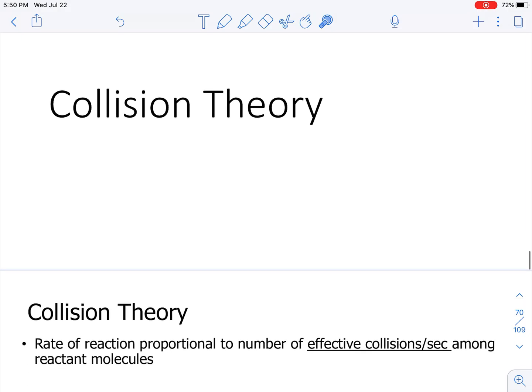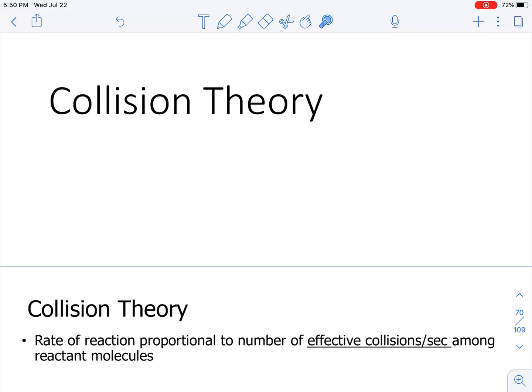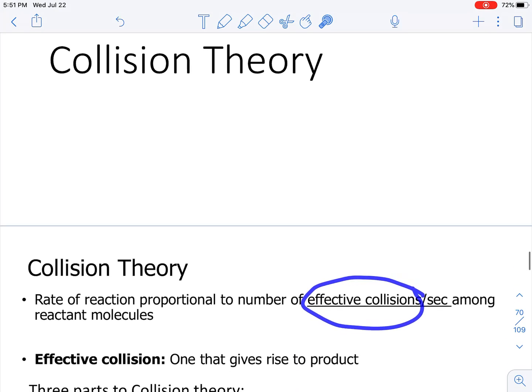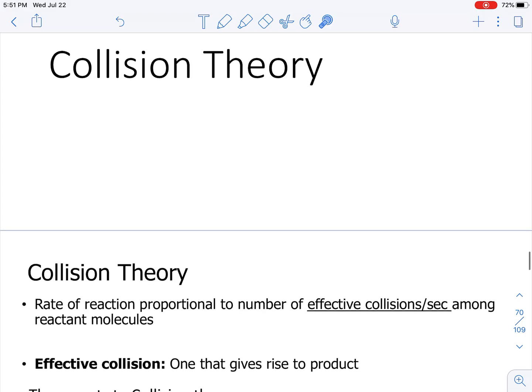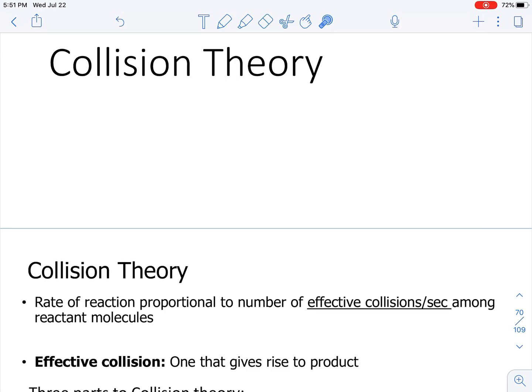According to collision theory, the rate of a chemical reaction is proportional to the number of effective collisions among reactant particles or reactant molecules. An effective collision can be quickly described as a collision that gives rise to product. And it turns out that there are three factors that lend to the effectiveness of a collision.